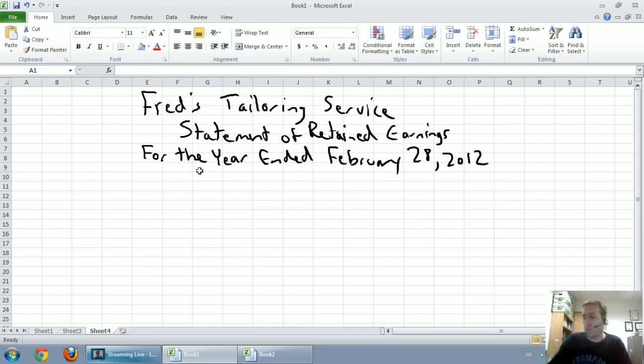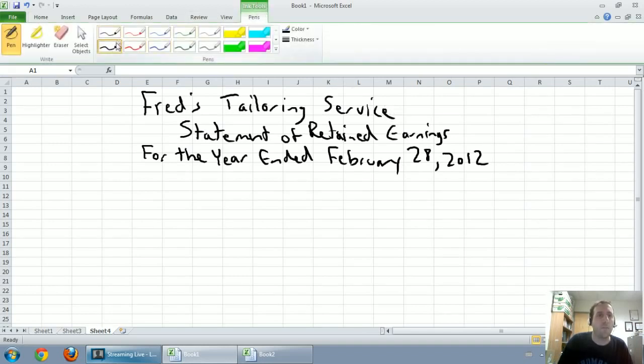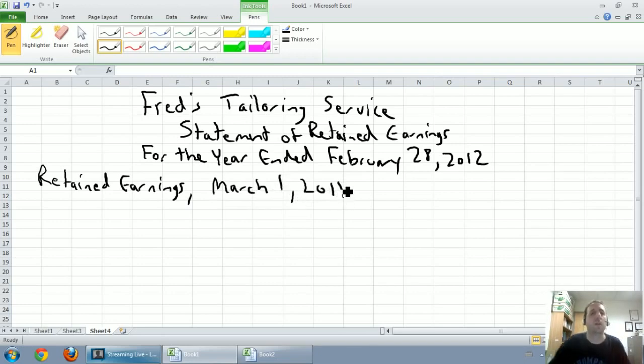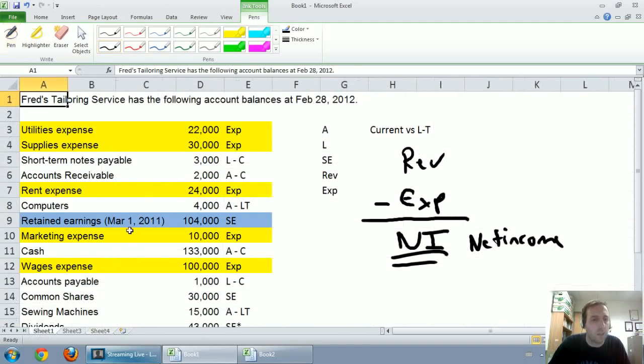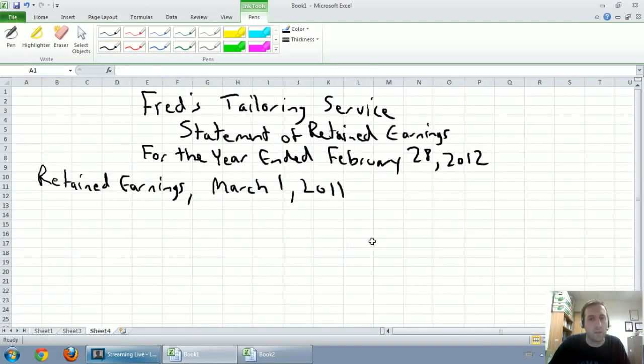Okay, so we're going to start with our retained earnings at the beginning of this year, which was March 1st, 2011. So I'm going to say, okay, what was my retained earnings on March 1st, 2011? Just quickly flipping back there, we see that our retained earnings was $104,000. So I'm going to fill that in here.